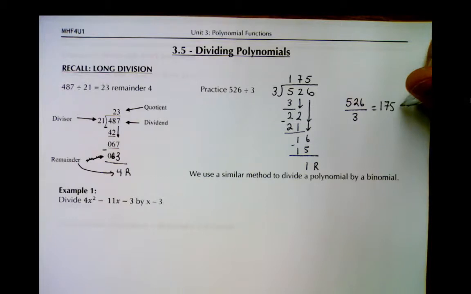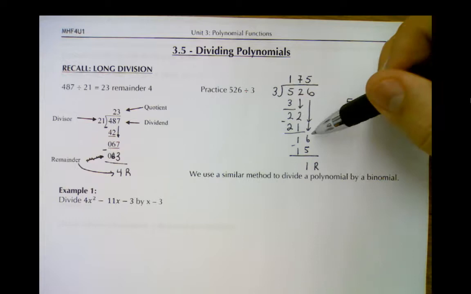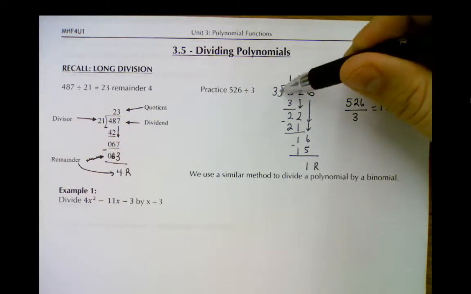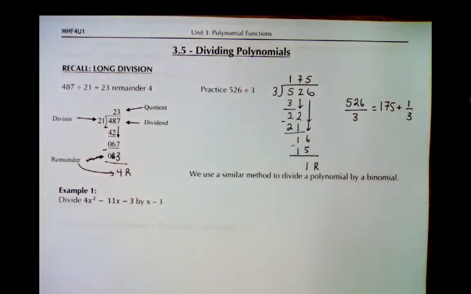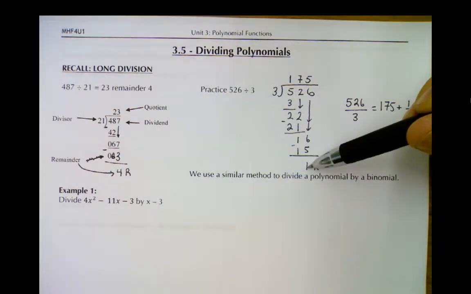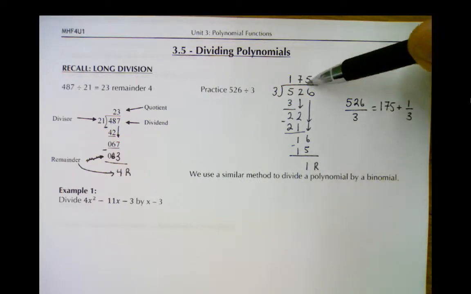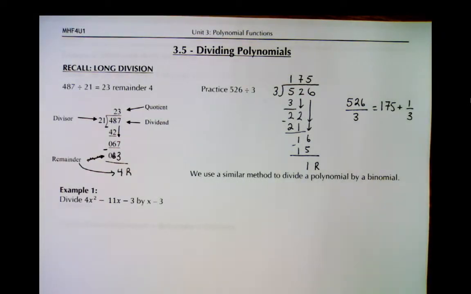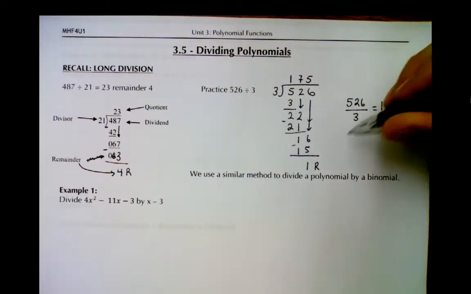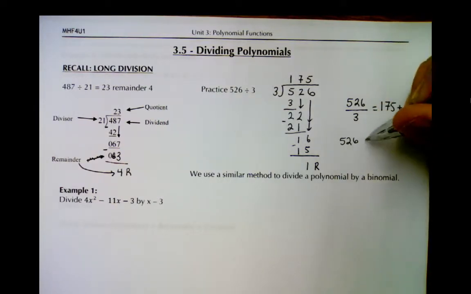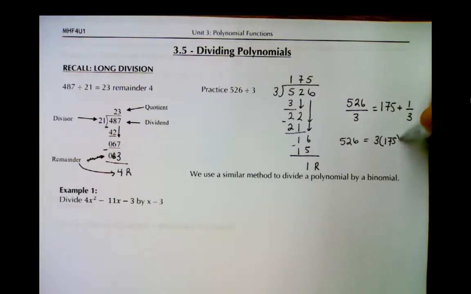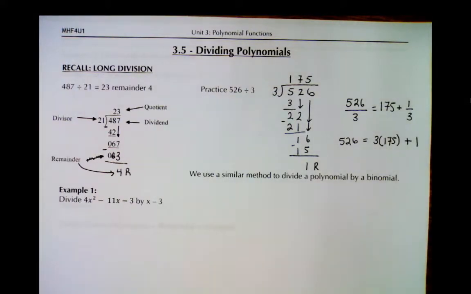And that 1 remainder represents 1/3, because it's not a whole. If it was a whole, we'd be able to divide evenly. It's 1 divided by whatever the divisor is. So it's 1/3. If the remainder was 2, it'd be 2/3. There wouldn't be a remainder of 3 because that means we'd have enough to actually go in 6 times. Another way to write that division statement is that 526 is equal to 3 times 175 plus the remainder. Okay, two different ways to write the division statement at the end.